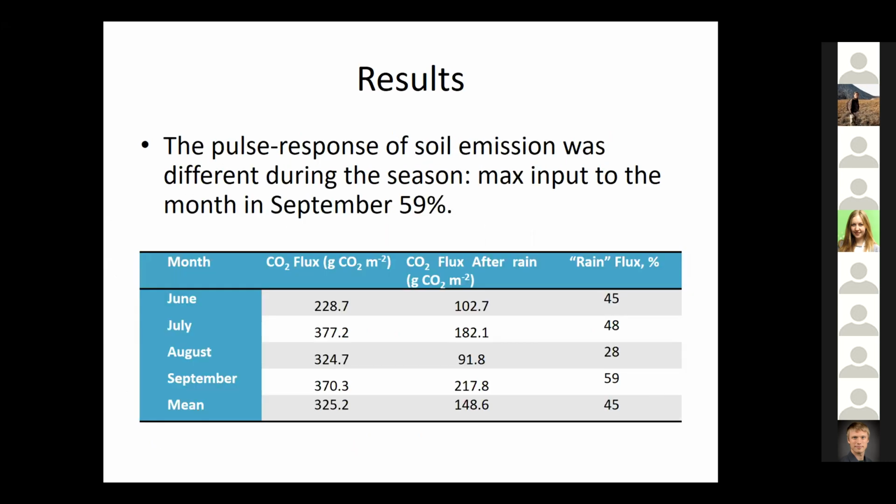Later we estimated how big this emission was during the season for each month, and we found the biggest input to the month's emission observed in September, around 60%, and during the season, the mean impact from the rain flux, as we called it, was around 45%, which is really a lot.